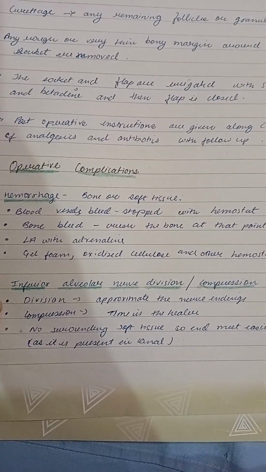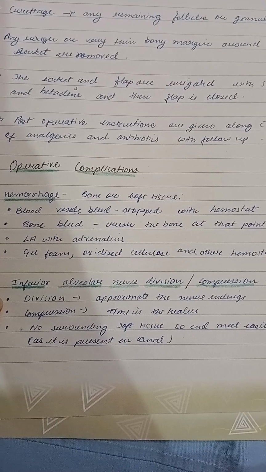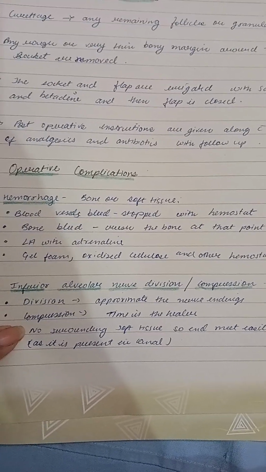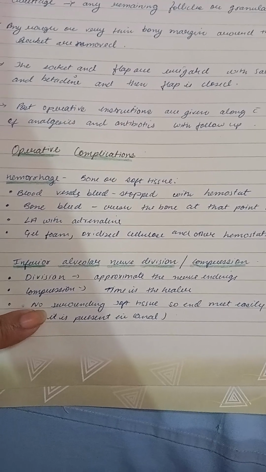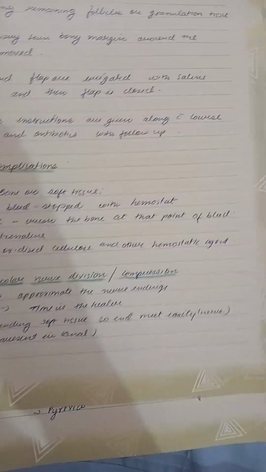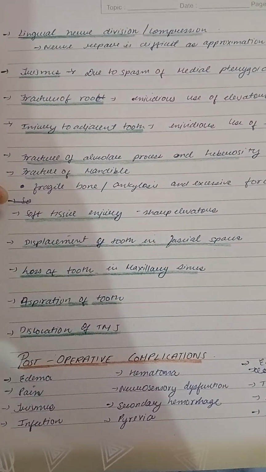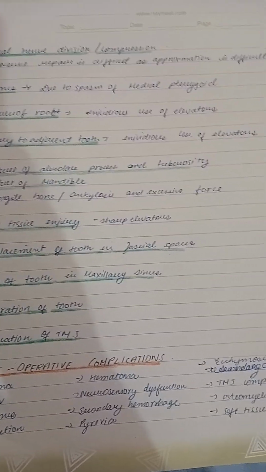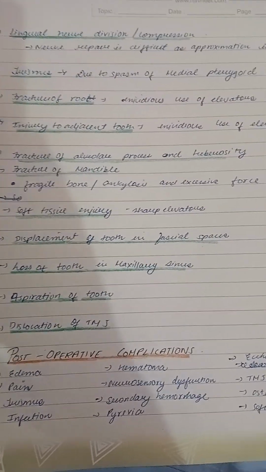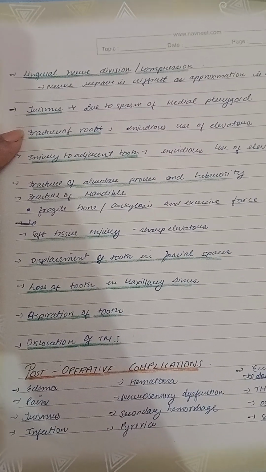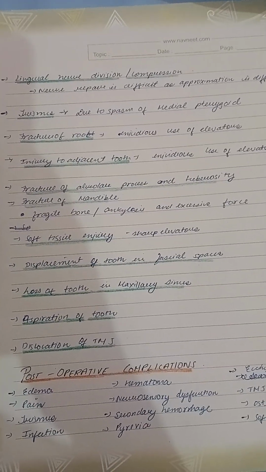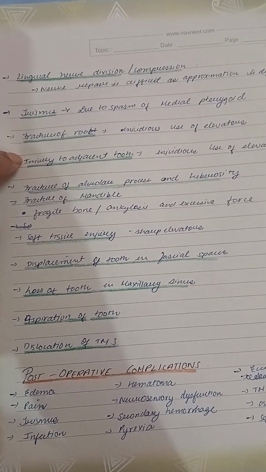Now, inferior alveolar nerve division or compression. If division is there, then approximate the nerve endings, and if compression is there, time is the healer. The inferior alveolar nerve has no surrounding soft tissue because it is present in a canal, so we can meet the nerve endings very easily. But in the lingual nerve, repair is very difficult because approximation is very difficult. Trismus can be there due to spasm of medial pterygoid. Trismus can be there during the surgery and after surgery, so it is both an operative and post-operative complication.